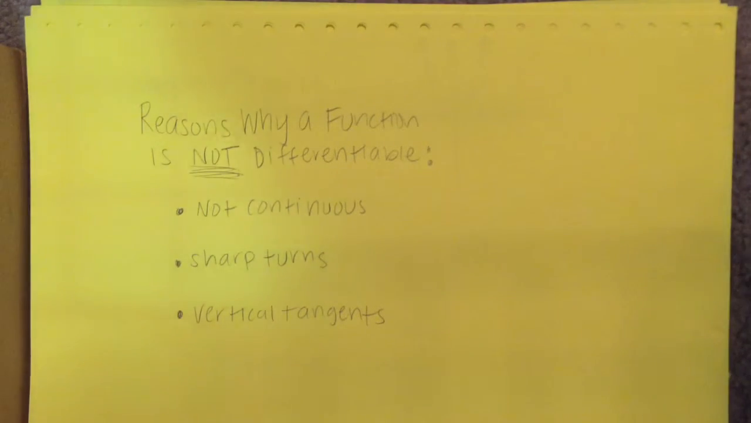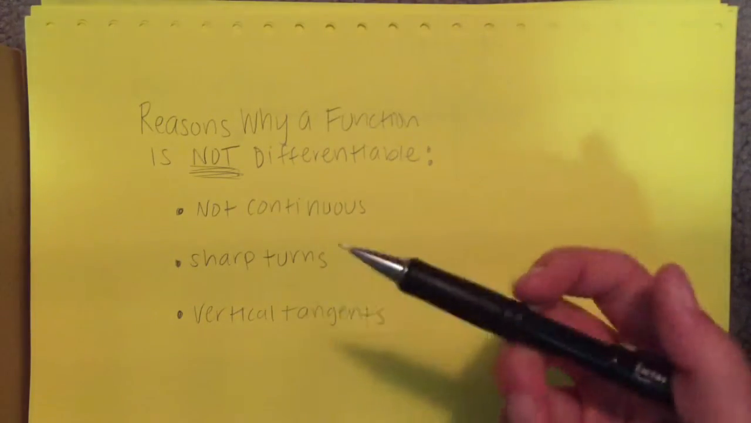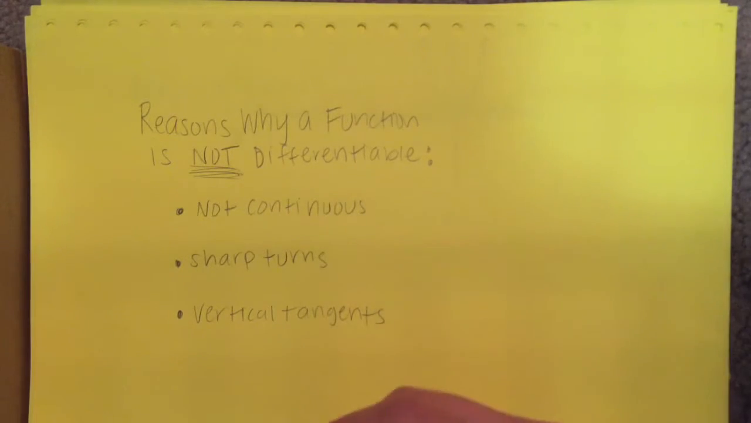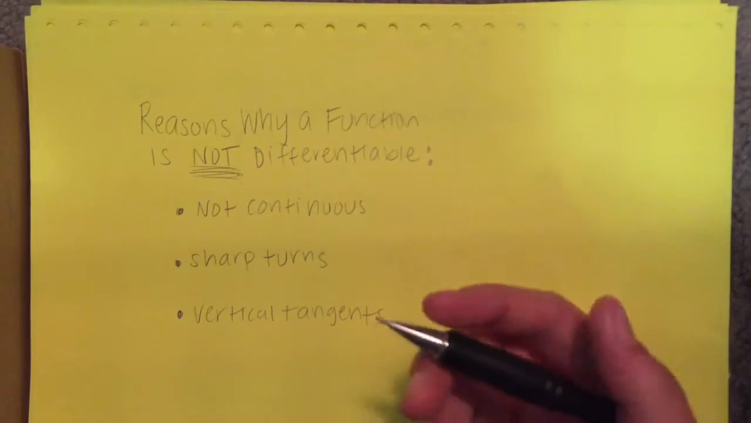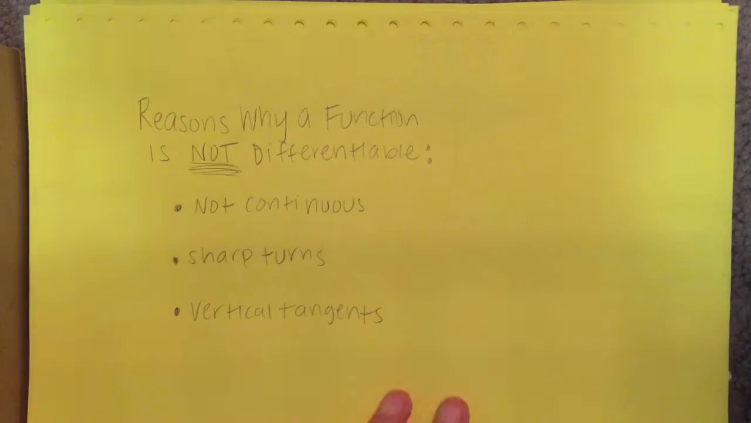So here are a couple reasons why a function would not be differentiable. One of the reasons is if it's not continuous. Obviously, if it's not continuous, for example if it has an asymptote, or if the limits aren't equal to each other, then it's not continuous. Also, if there are sharp turns or vertical tangents, those would also be reasons why a function would not be differentiable.